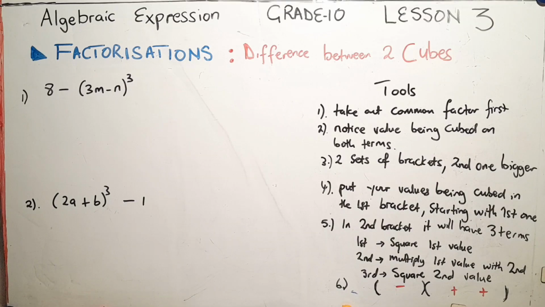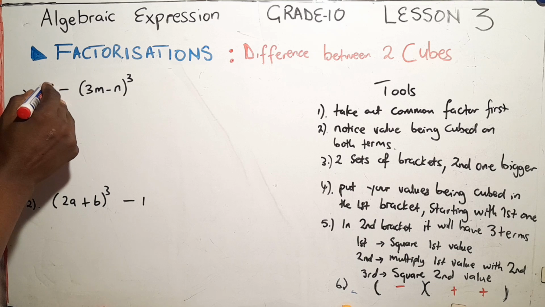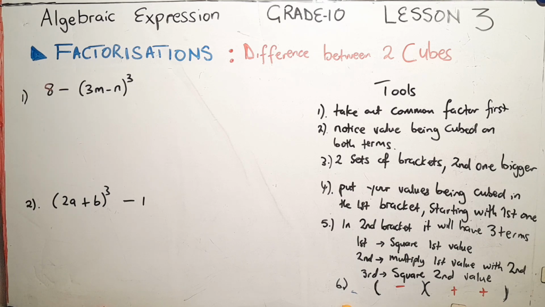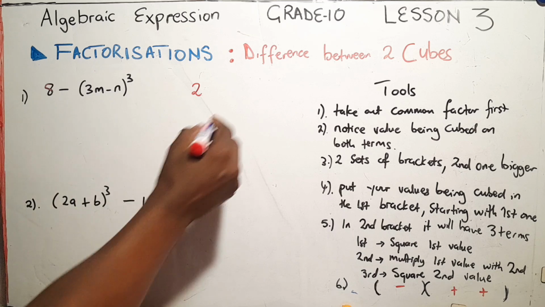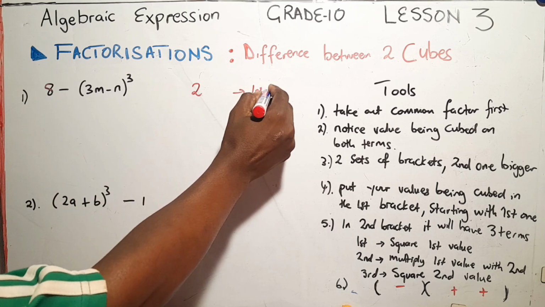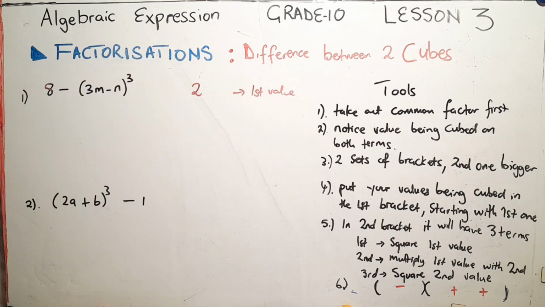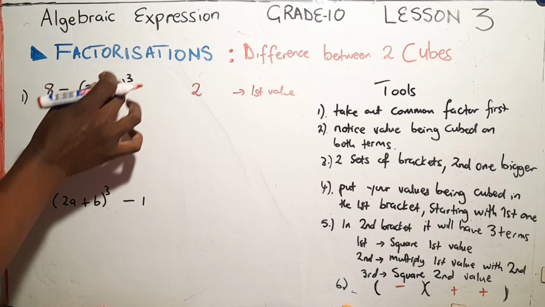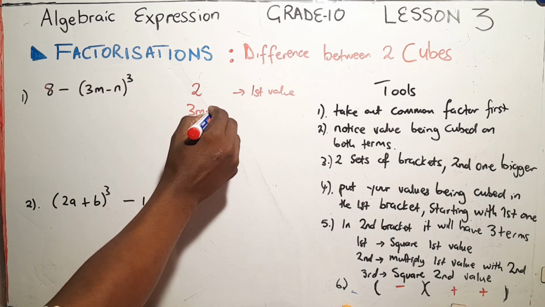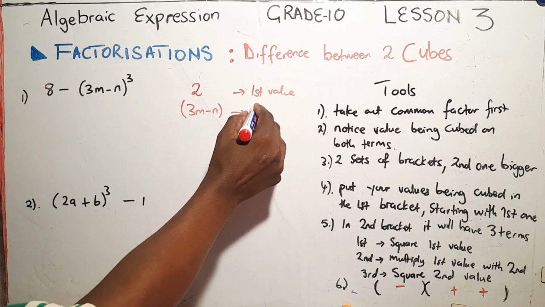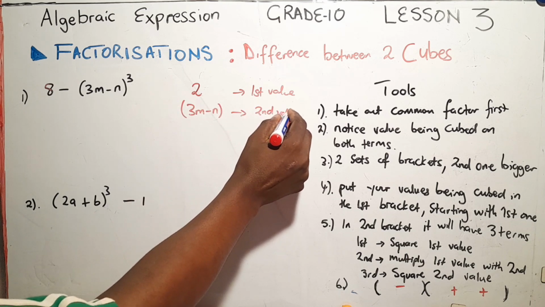Again, our first job is to first find the common factors. So there are no common factors. So the second step is to check which values are multiplying to give us these perfect cubes of ours. So 8, we get 8 from 2 being cubed. So 2 is our first value. And then we move. So this already is cubed like that. So this is our second value, which is 3m minus n.